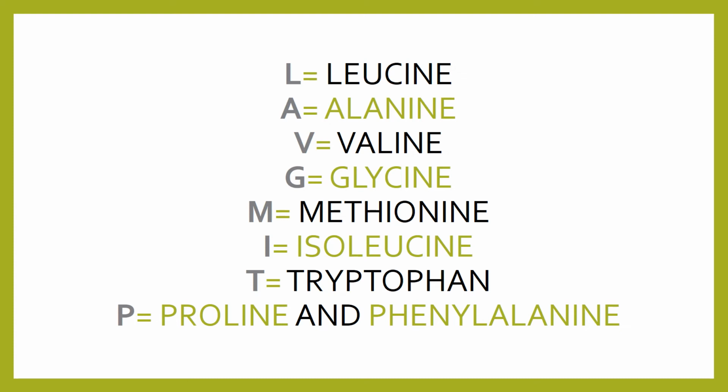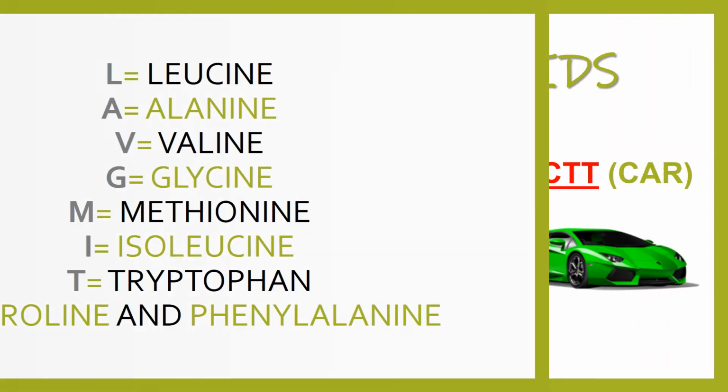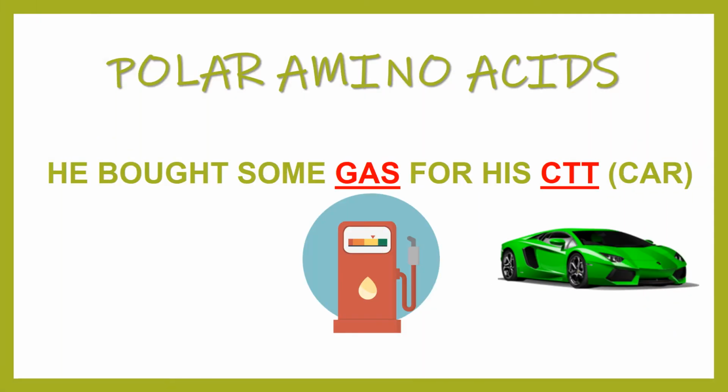All right, so let's move on to the polar amino acids. The rhyme I made for this is very simple because there are only 6 polar amino acids. The rhyme goes like this. He bought some gas for his CTT. Remember that CTT, like I said before, I made into a sports car, the same green sports car that you saw before. The polar amino acids are glutamine, asparagine, serine, cysteine, threonine, and tyrosine, right? I just made these into this short rhyme.